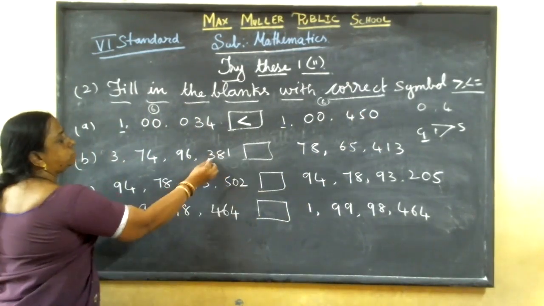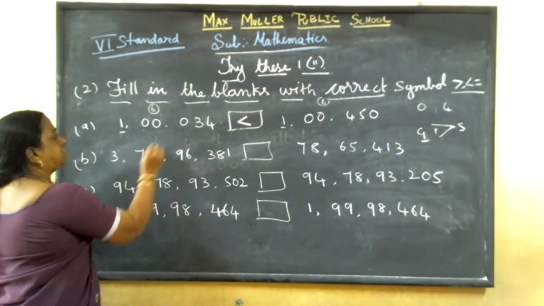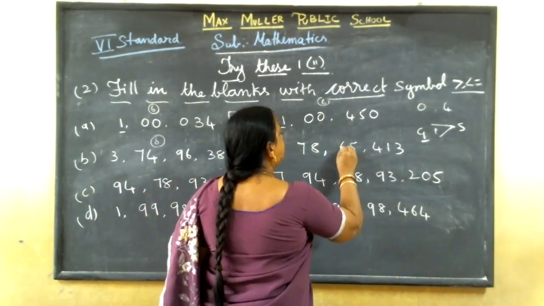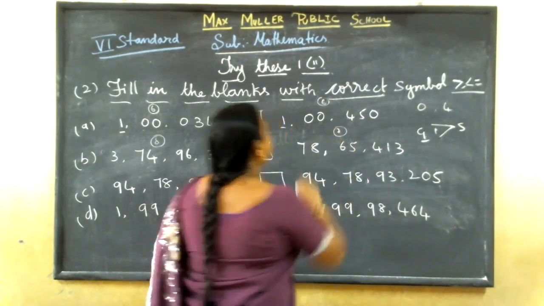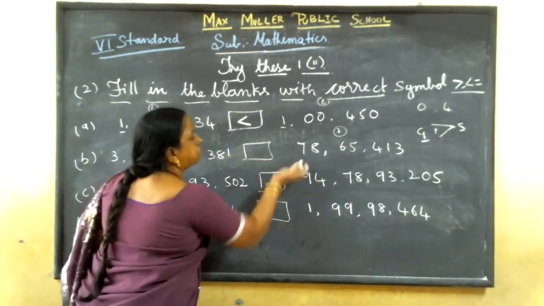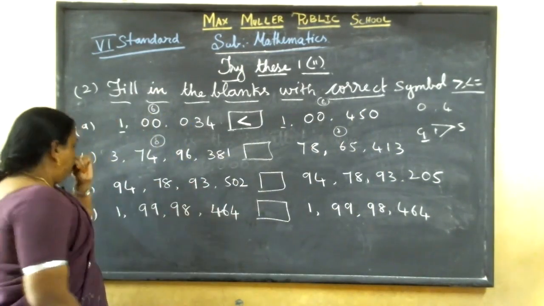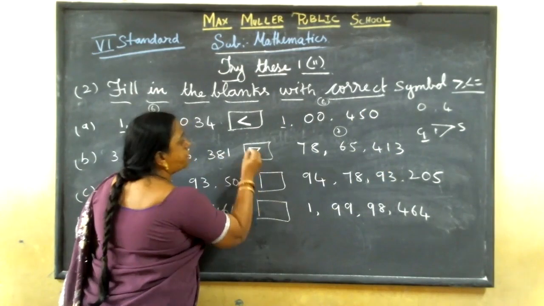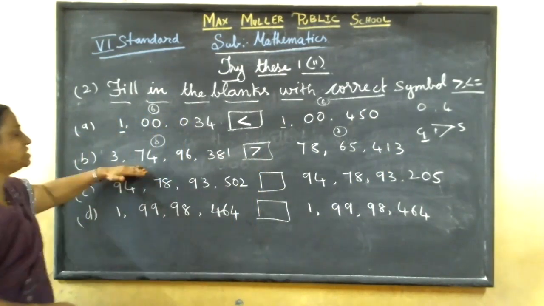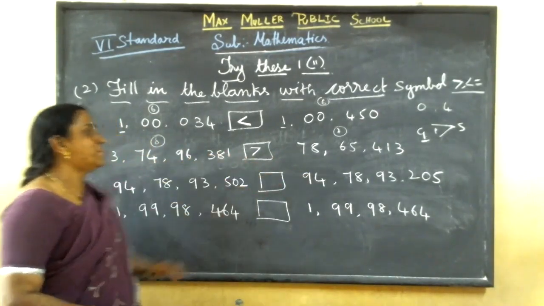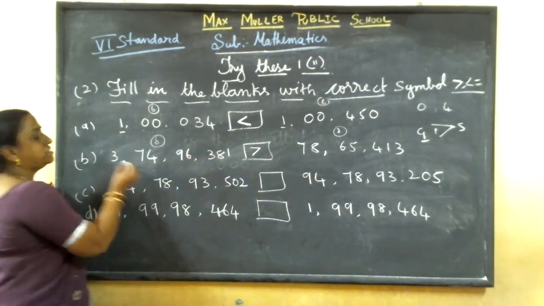Here 1, 2, 3, 4, 5, 6, 7, 8 digits. And here how many digits? 1, 2, 3, 4, 5, 6, 7. Here there is no need to compare any digits. Here 8 digits, here 7 digits. So the 8-digit number is greater than the smaller one. The greater side is open. Got it? Now the first number is greater than the second number.